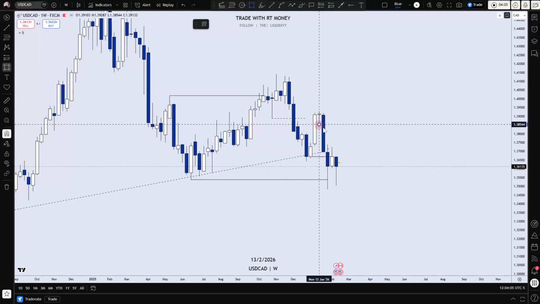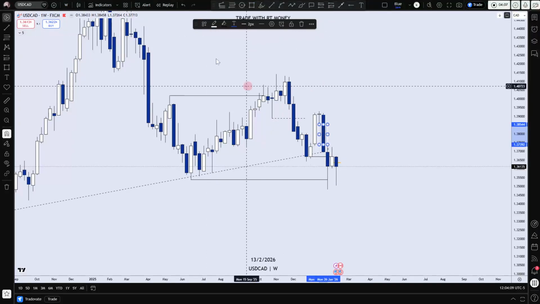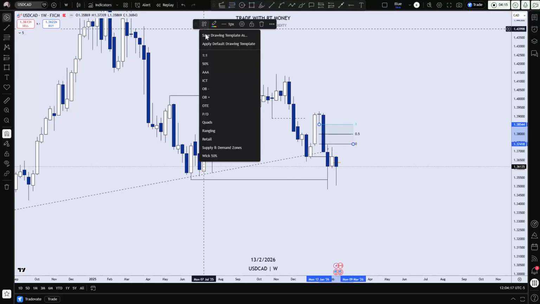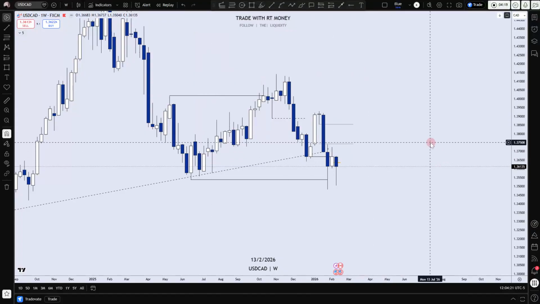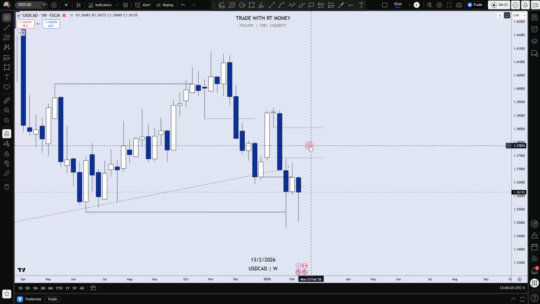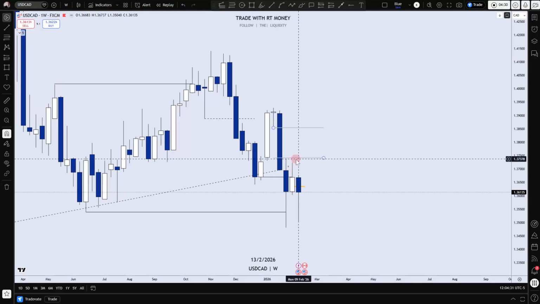And you can see that we have a big bearish fair value gap here. Price has not mitigated, did not close, did not tap into that fair value gap as of yet.